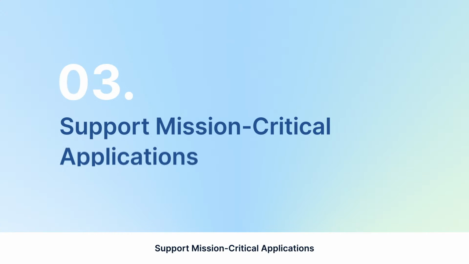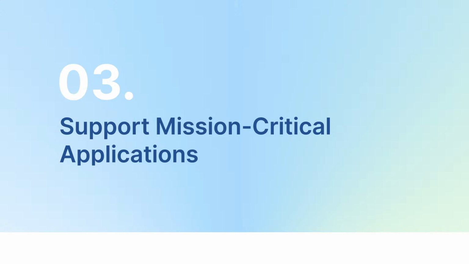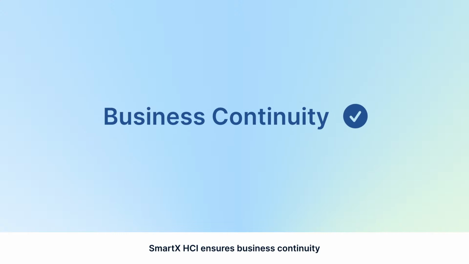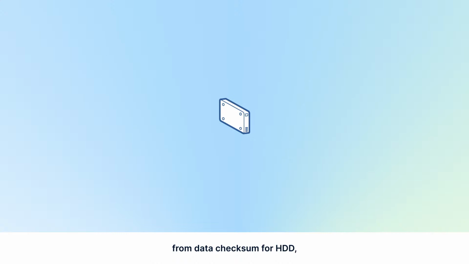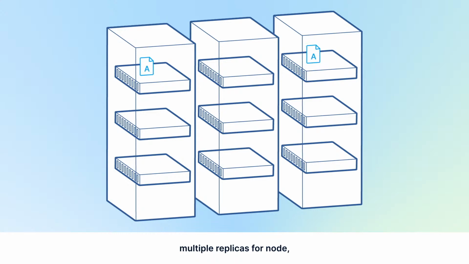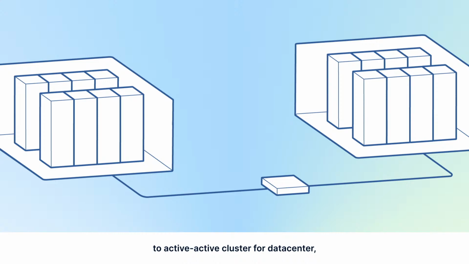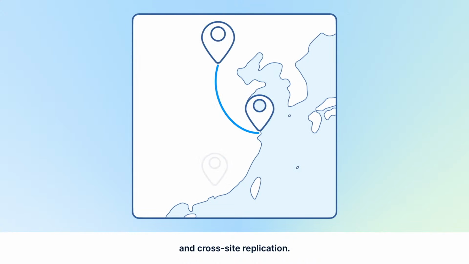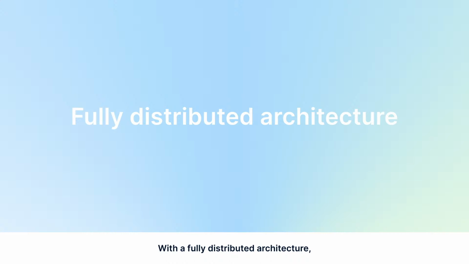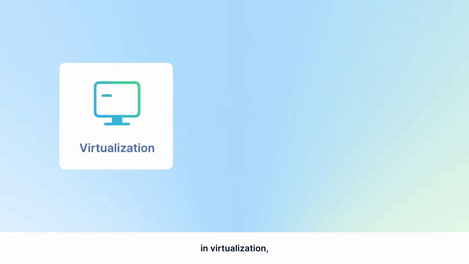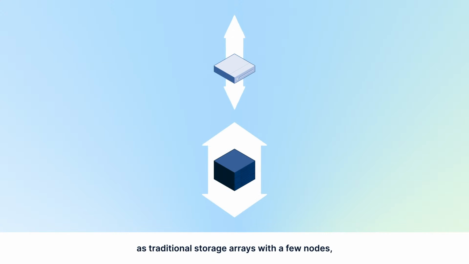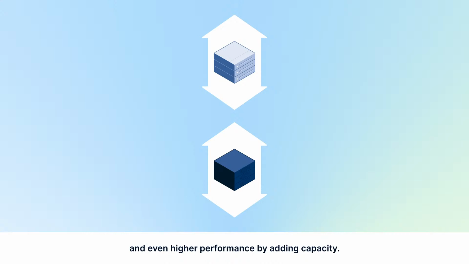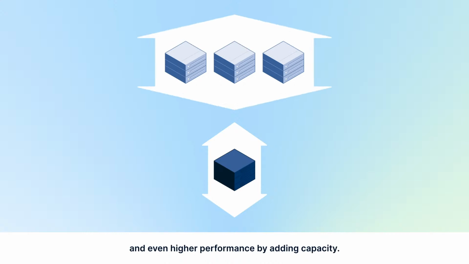Capability 3. Support mission-critical applications. SmartX HCI ensures business continuity and data reliability for your critical business from every angle. From data checksum for HDD, multiple replicas for node, rack-level high availability, to active-active cluster for data center, and cross-site replication. With a fully distributed architecture and end-to-end optimization and virtualization, cache, and network, you can now achieve the same performance as traditional storage arrays with a few nodes, and even higher performance by adding capacity.